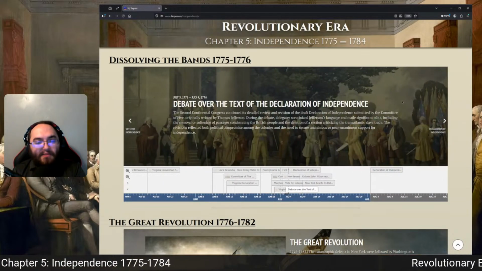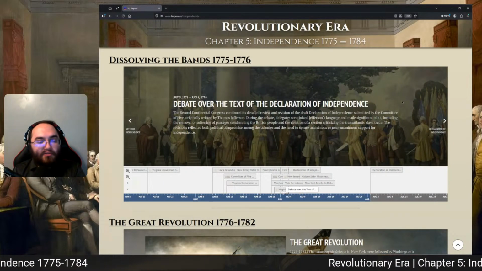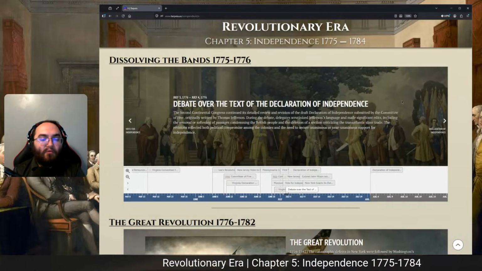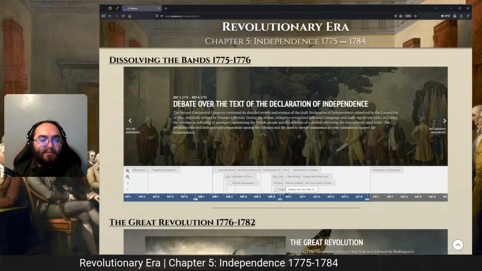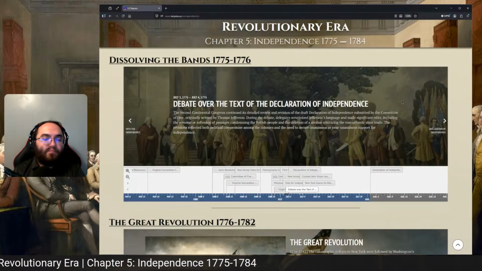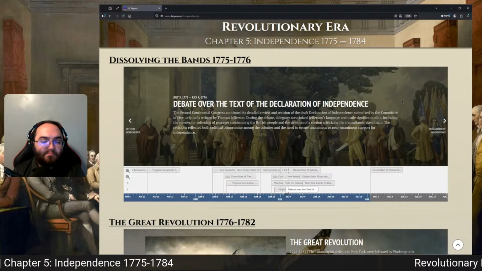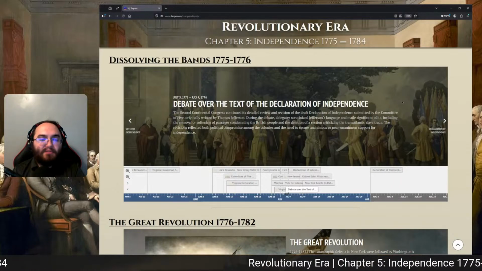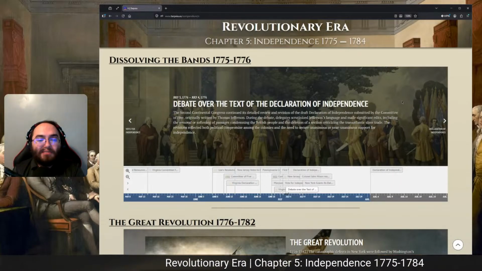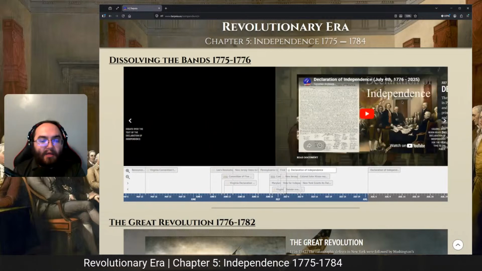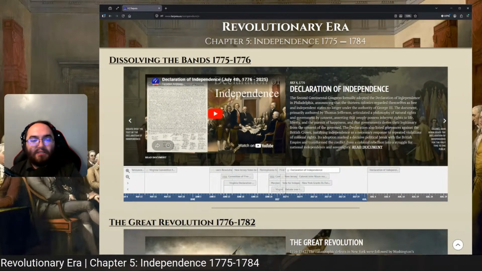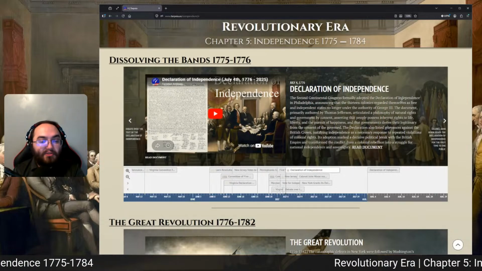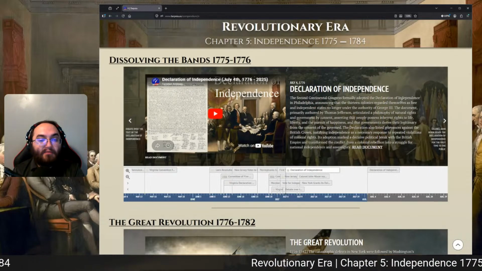And then on July 3rd and July 4th, you have a debate in the Second Continental Congress over the text of the Declaration of Independence. And so this is after they voted for independence. Now they have to decide what should the text of the Declaration be. And on July 4th, 1776, the text of the Declaration will be approved.